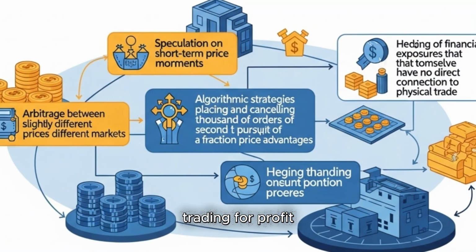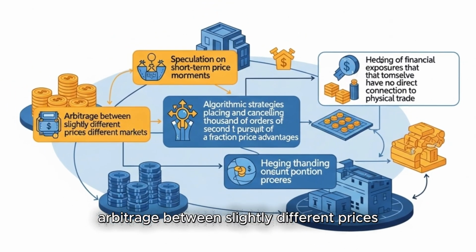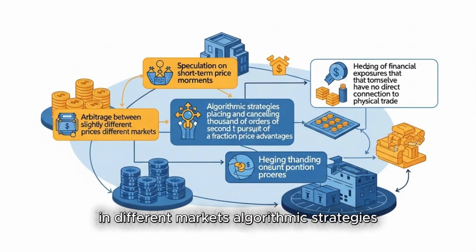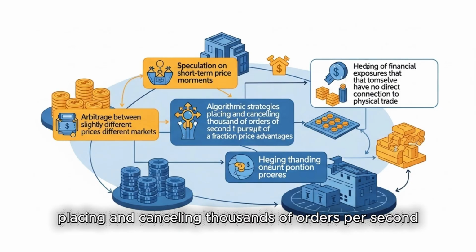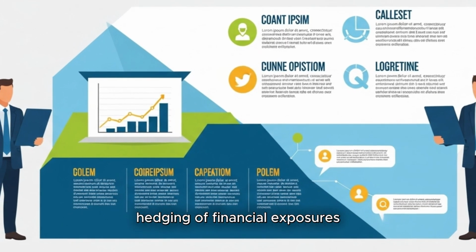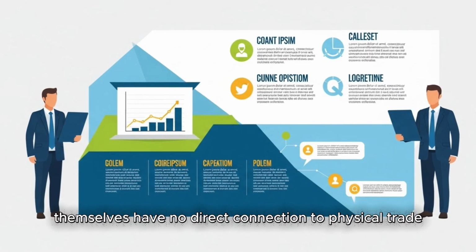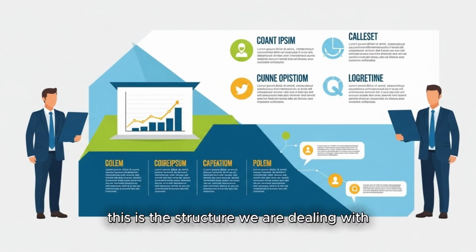Trading for profit, speculation on short-term price movements, arbitrage between slightly different prices in different markets, algorithmic strategies placing and canceling thousands of orders per second in pursuit of fractional price advantages, hedging of financial exposures that themselves have no direct connection to physical trade. This is the structure we are dealing with.